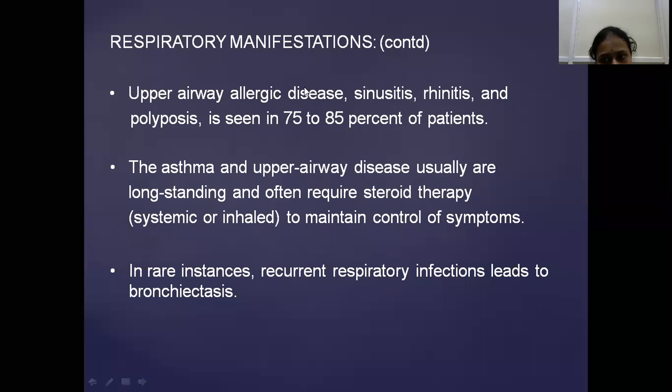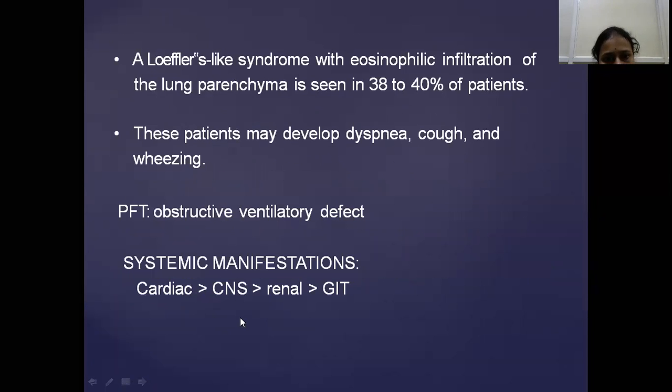Respiratory manifestations include upper airway involvement, mainly allergic disease such as sinusitis, and lower airway involvement, mainly asthma. Rarely, these may land up in bronchiectasis. In some patients, it may present as Loeffler-like syndrome. In 38 to 40% of patients, dyspnea, cough, and wheezing may develop. PFT shows an obstructive ventilatory defect.